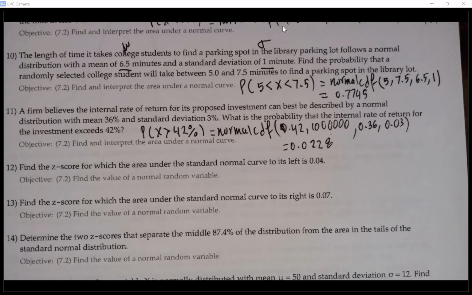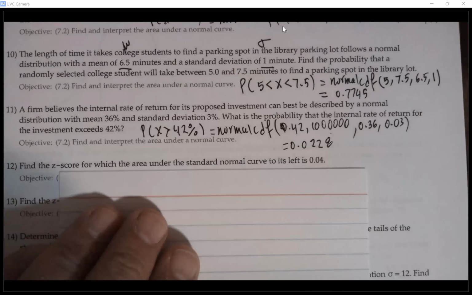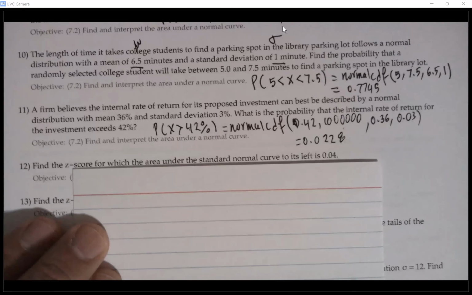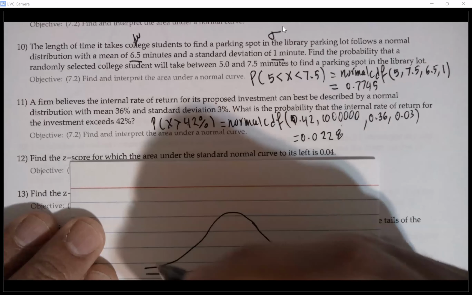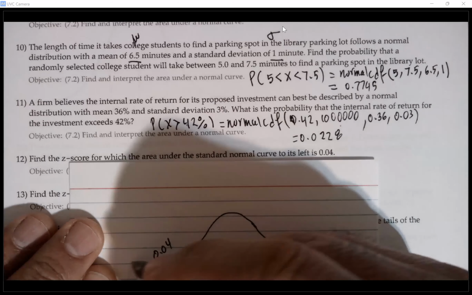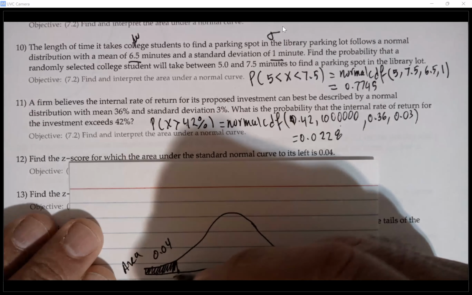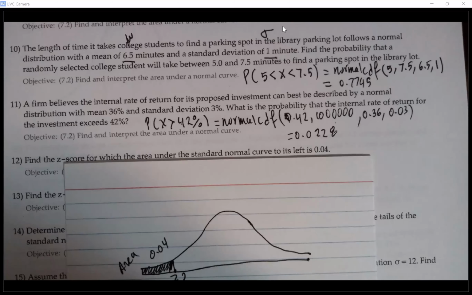Find the z-score for which the area under the standard normal curve to its left is 0.04. Here is what he wants for number 12. There is the standard normal curve. He's given us an area of 0.04 on the left, and he wants this value, z. So we're doing the reverse of what we were doing. Before, in questions 1 through 11, he gives us the x value and he wants the area. Now he gives us the area and wants z.